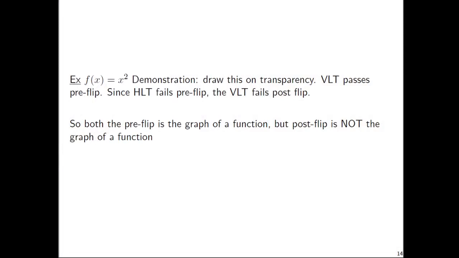All right, so here we have our first example really of, in the pre-flip setting, the vertical line test passes and therefore you have a function. But since the horizontal line test fails in the pre-flip setting, the vertical line test fails in the post-flip setting. So while the pre-flip, which passes the vertical line test, is the graph of a function, the post-flip picture, which fails the vertical line test, is not the graph of a function.